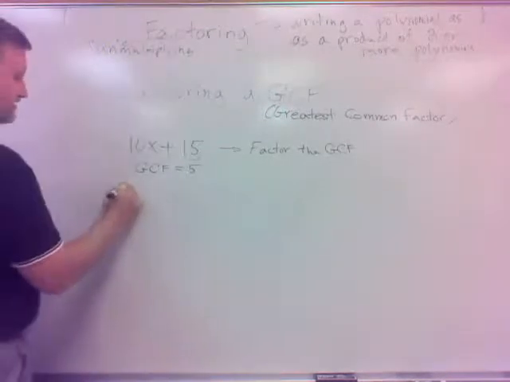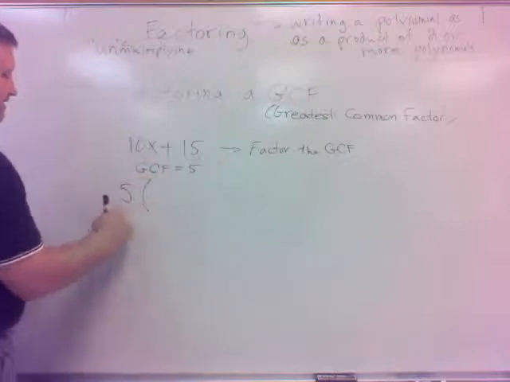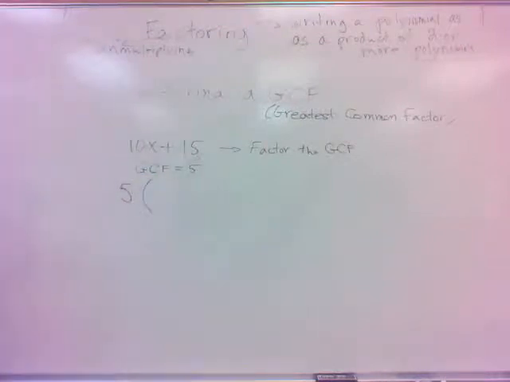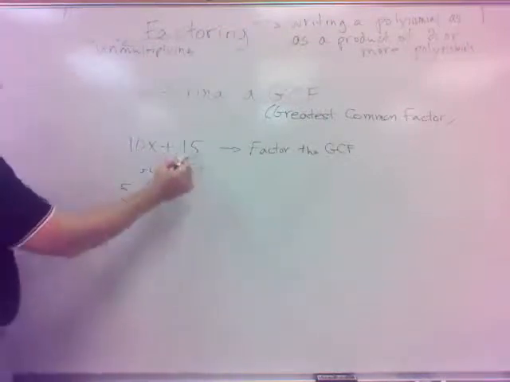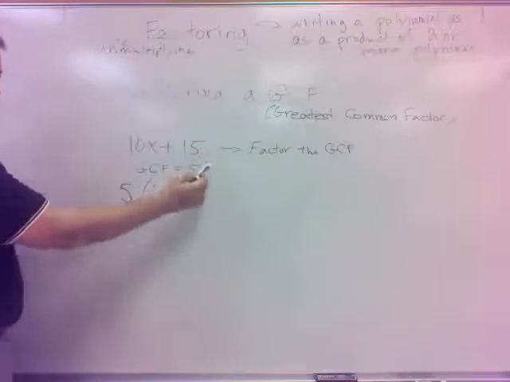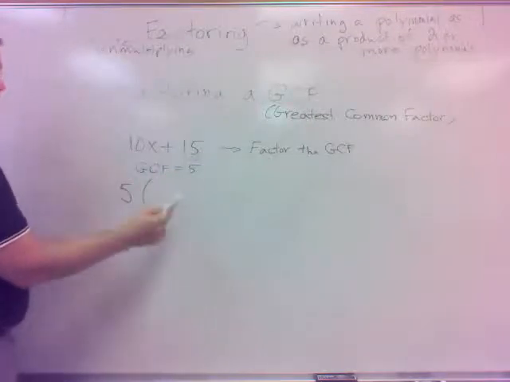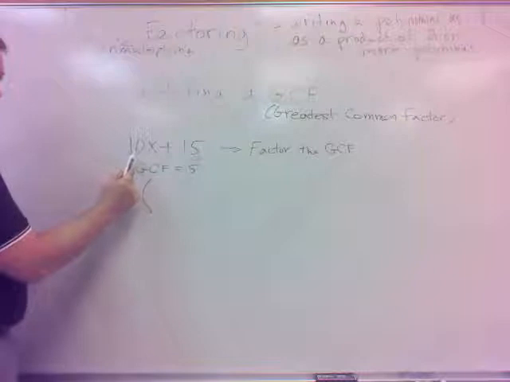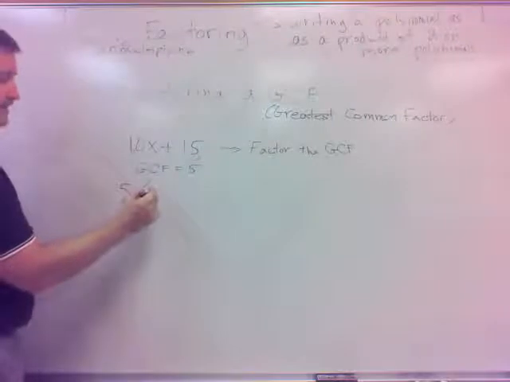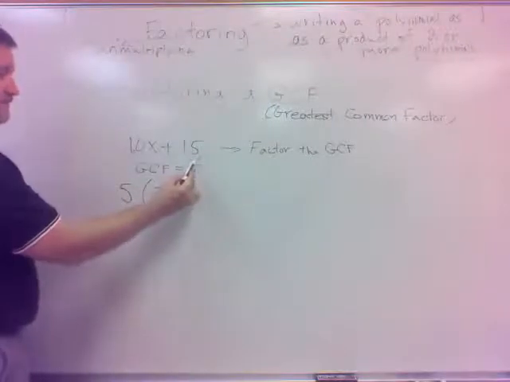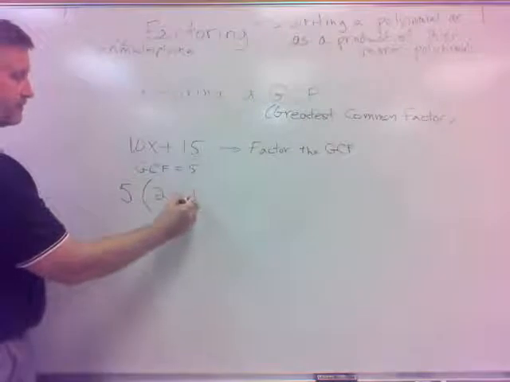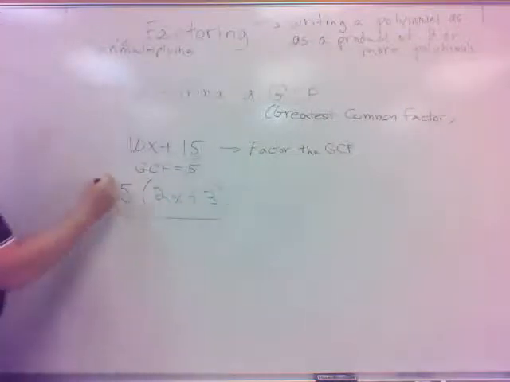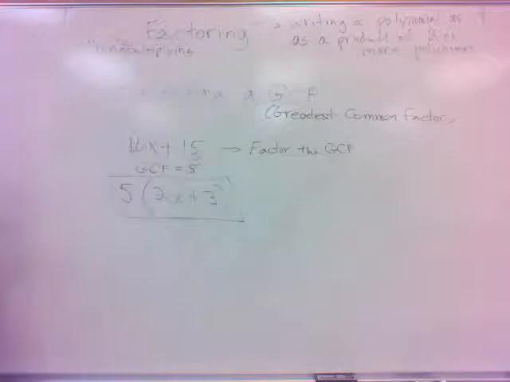The second step then is factor it off. So what I'm going to do is put that 5 out front there, and I'm going to take it out of each of these terms. In other words, divide it out of each of these terms. If I divide the 10x by 5, I get 2x. And if I divide the 15 by 5, I get 3. And so that would be factoring the GCF out of 10x plus 15. Like I said, I started pretty easy there, but it gets us going anyway. All right, with me on that?